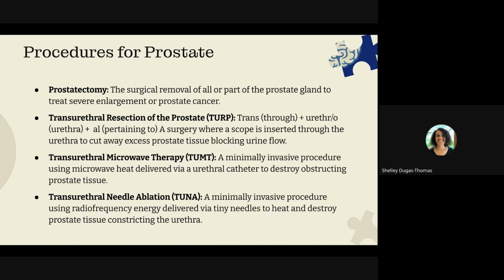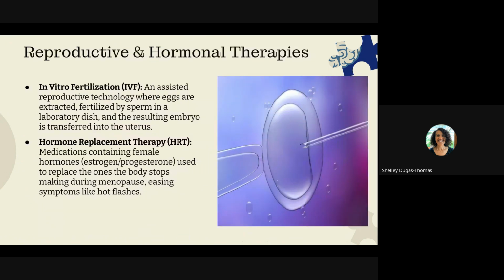So a transurethral resection of the prostate, which is abbreviated as a TURP. Trans means across or through. Urethral means the urethra. A surgical tool travels through the urethra to cut away obstructing prostate tissue. Notice with the TUMT, they use a microwave, and the TUNA uses a needle ablation. This uses physical energy sources to destroy extra tissue. And here are just some other reproductive and hormonal therapies. You have abbreviations IVF and HRT.